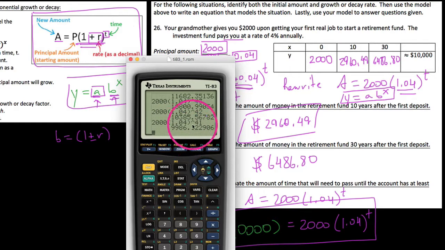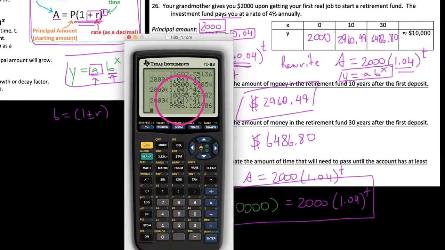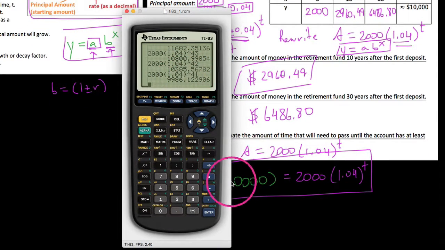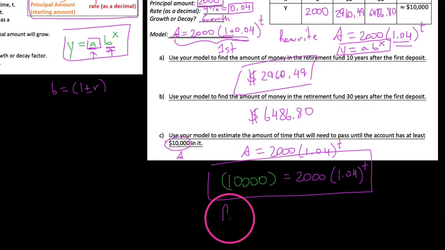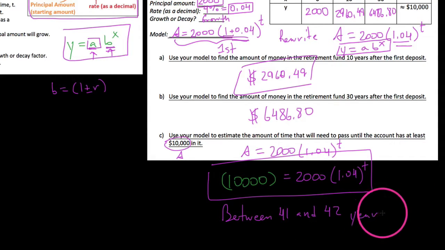So when we have here, I notice that at 41 years later, I'm going to be a shade under 10,000, but at 42 years later, I'm going to be well over 10,000. And so I'm going to say between 41 and 42 years would be my answer here. And these are the kind of answers that I'm going to be looking for up front. Okay, so between 41 and 42 years.